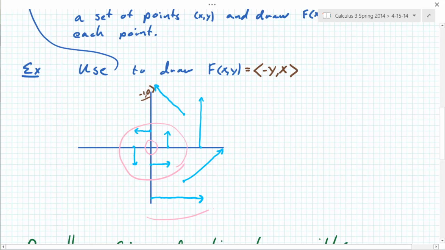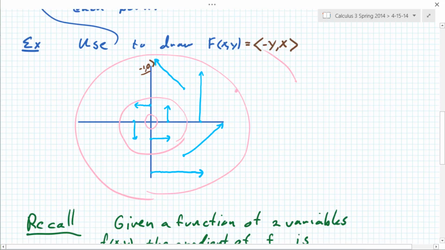As I got outside here, if this were force, vectors of force, and there were a particle along this pink line, it would be pushed in a circle increasingly quickly if I were further out from the origin. So way out here, I would be pushed in a circle very fast. In close to the origin, I would be pushed by small vectors around a small circle.